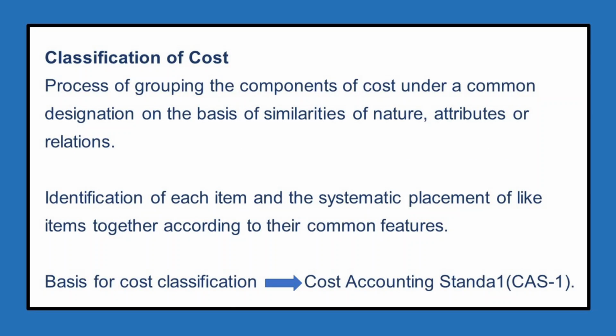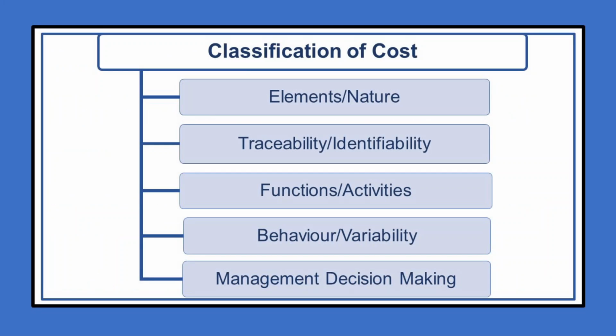Classification of cost is the process of grouping the components of cost under a common designation on the basis of similarities of nature, attributes, or relations. As per Cost Accounting Standard 1, costs are classified on the basis of elements of cost or on the basis of traceability of cost or on the basis of functions, or costs may be classified on the basis of behavior and management decision making. I have already discussed classification of cost on the basis of elements and traceability of cost in the previous video.